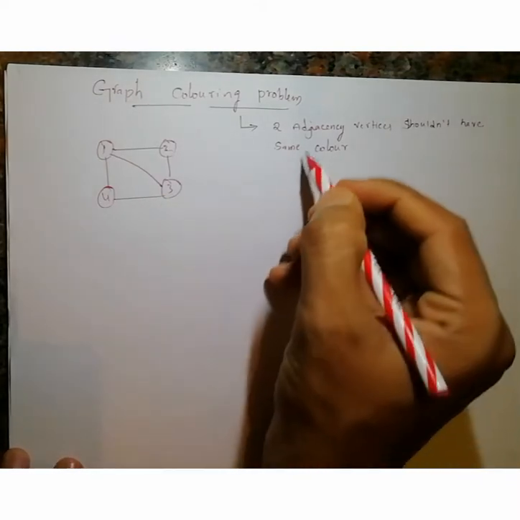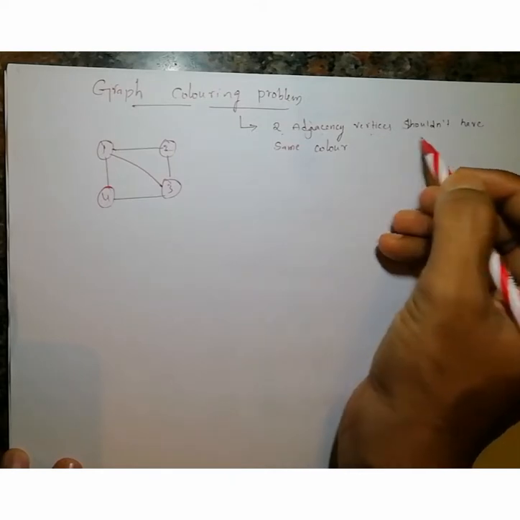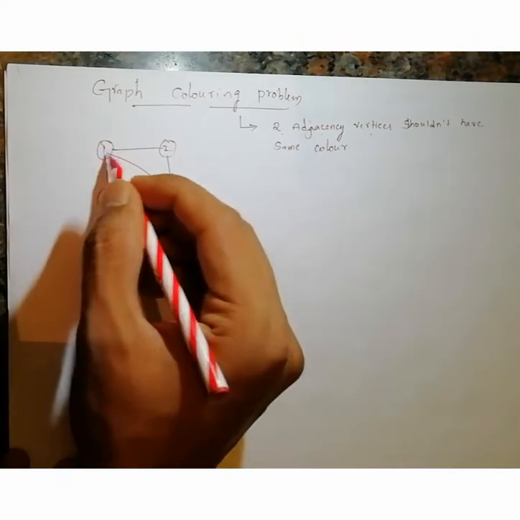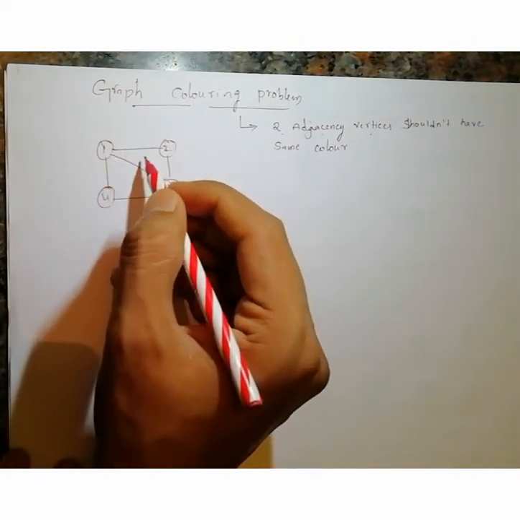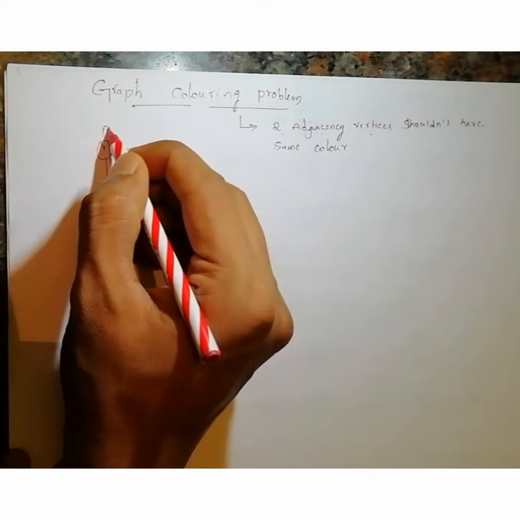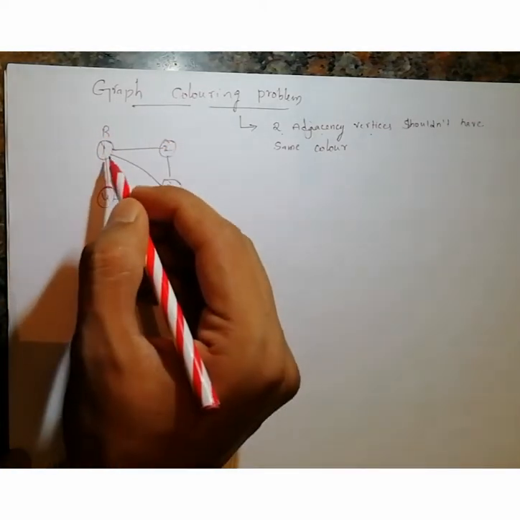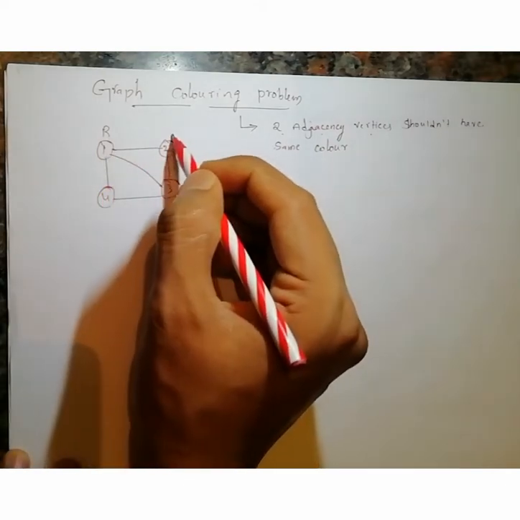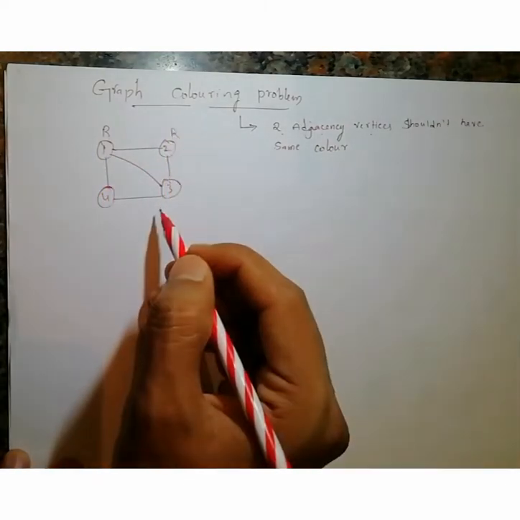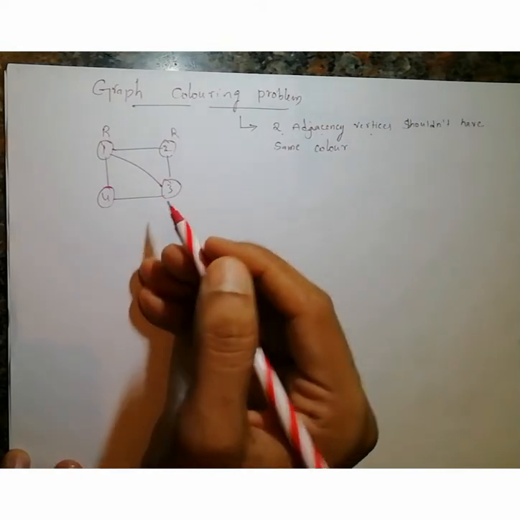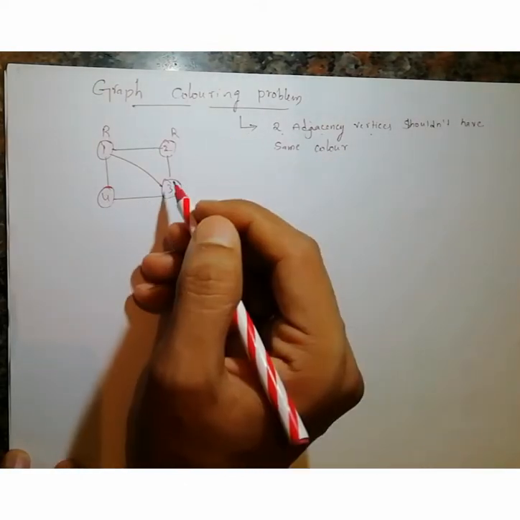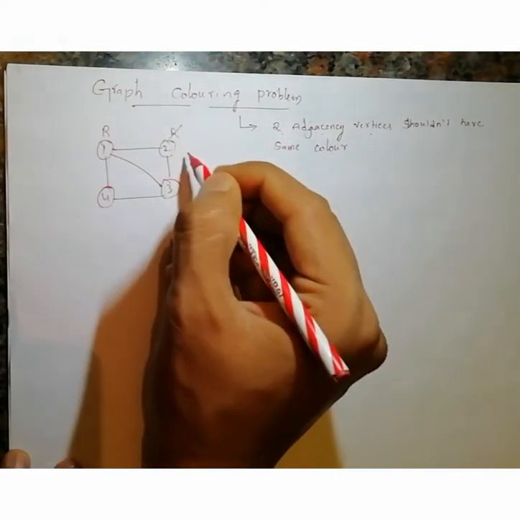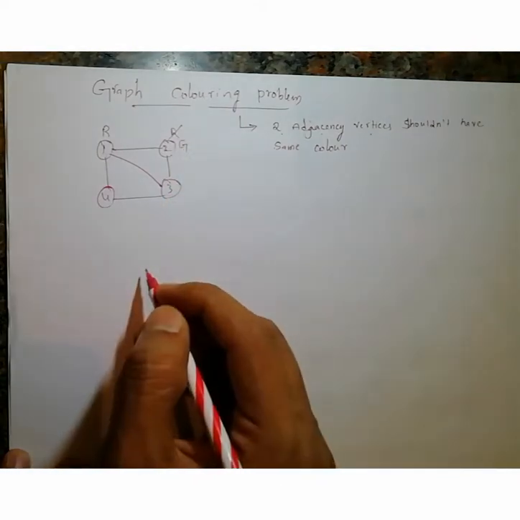When coming to the definition, two adjacent vertices should not have the same color. What does it mean? For example, 1 and 2 are two adjacent vertices, right? If I give red color for vertex 1, then the second vertex should not have the same color, that is red. I can't take it like this. It is opposite of our constraint. Our constraint means two adjacent vertices should not have the same color. So instead of red, I can take green color, or any other color.